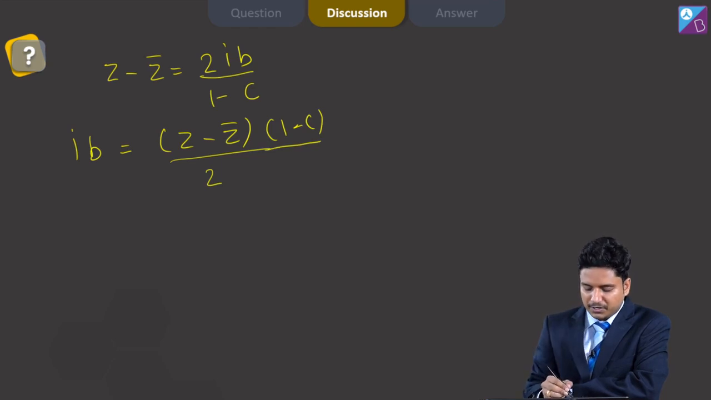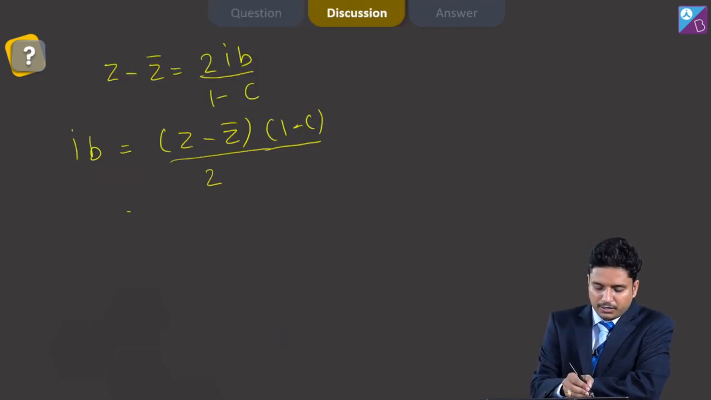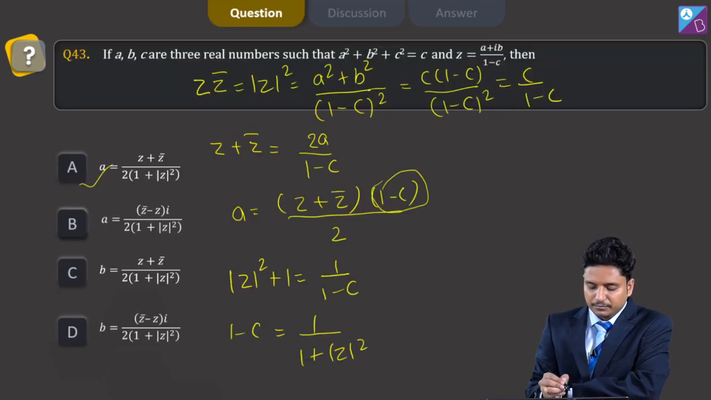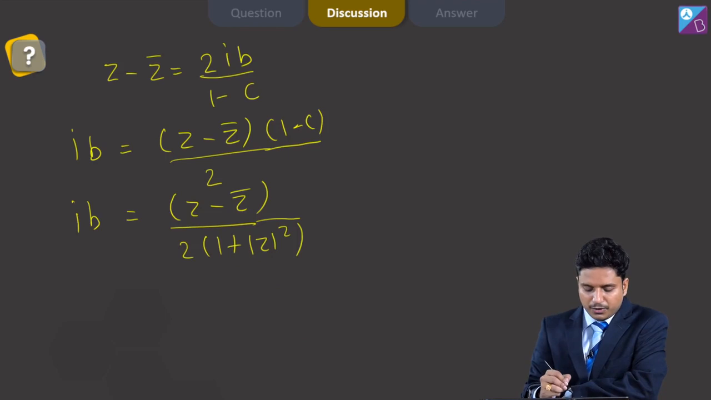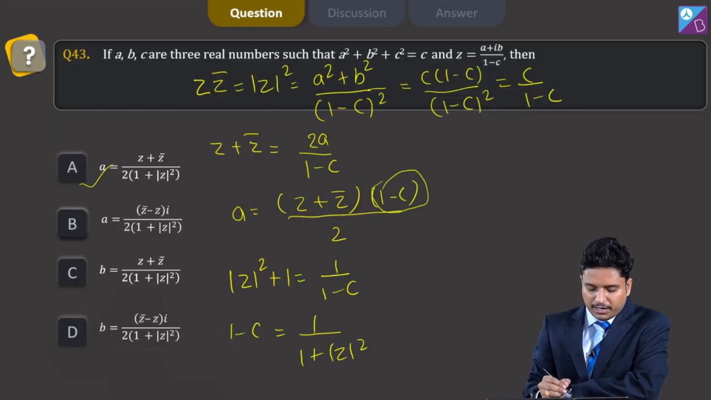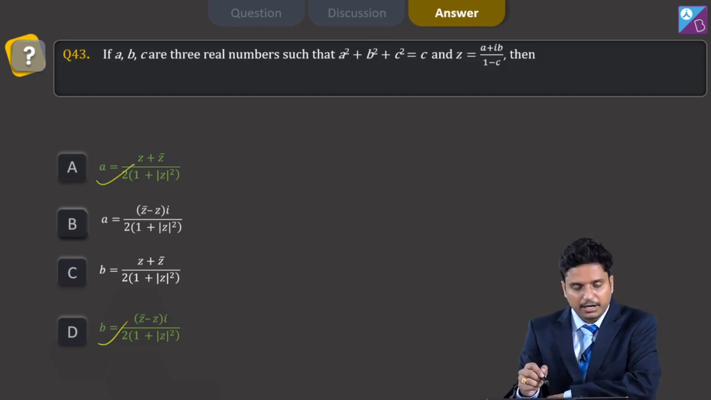So again, what was the expression for 1 − c? 1 − c was in fact 1/(1 + mod z square). So this is (z − z bar)/2 into 1/(1 + mod z square). Now this is your ib. So in order to get b, you have to just multiply it by −i. So b will be equal to i(z bar − z)/(2(1 + mod z square)). So the correct options for these questions will be A and option D.